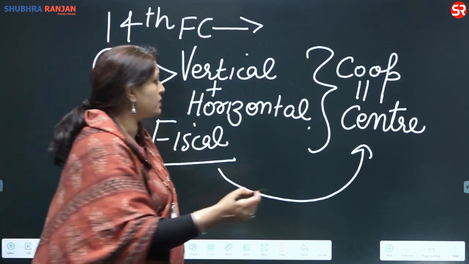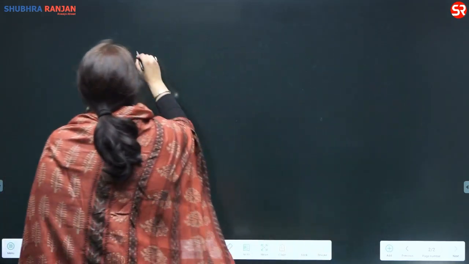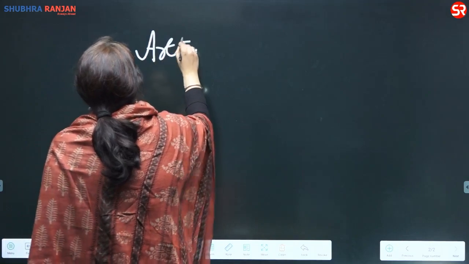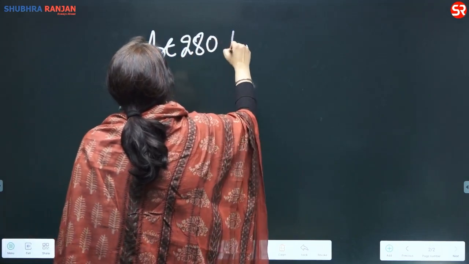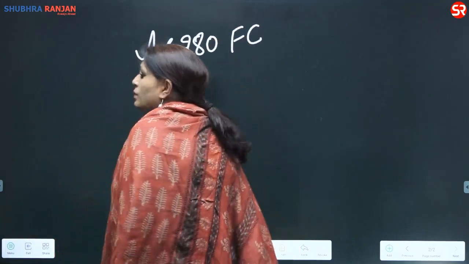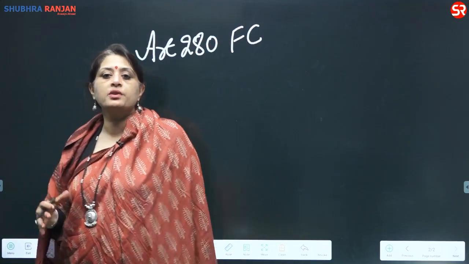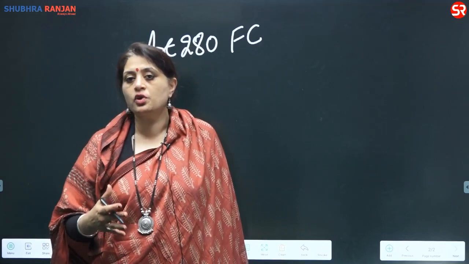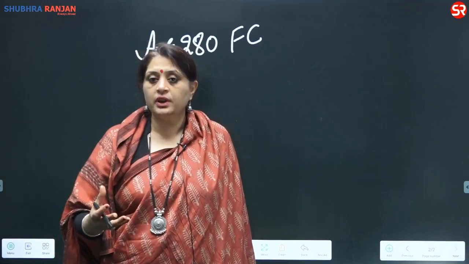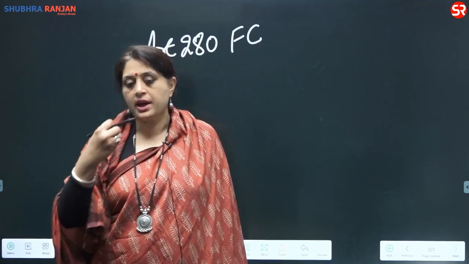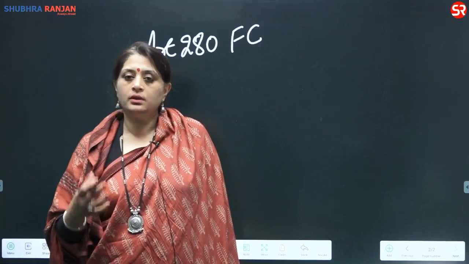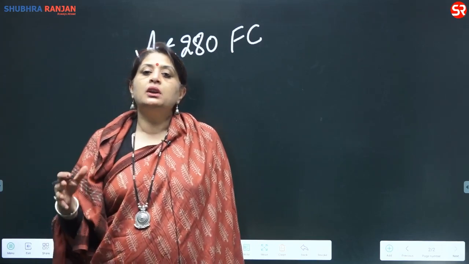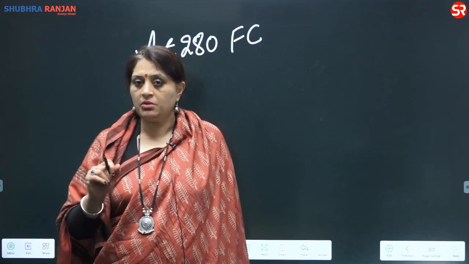So the constitution under Article 280 provides for the Finance Commission, fine, to provide the formula at a professional level for the devolution of resources, for the devolution of tax revenues, etc. So try to write about this particular feature of the Finance Commission.